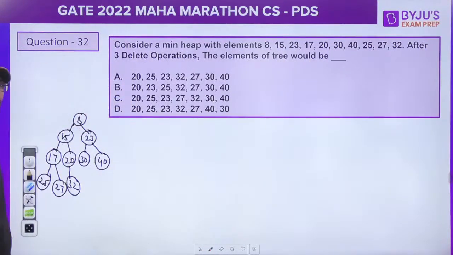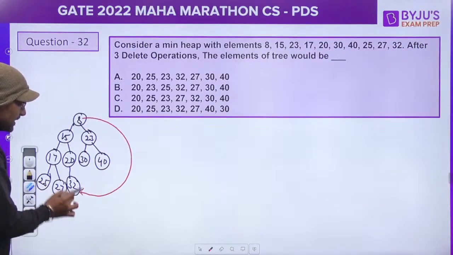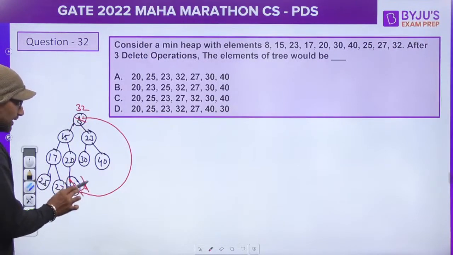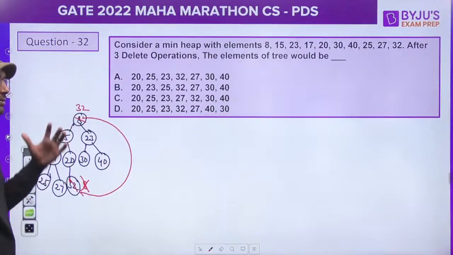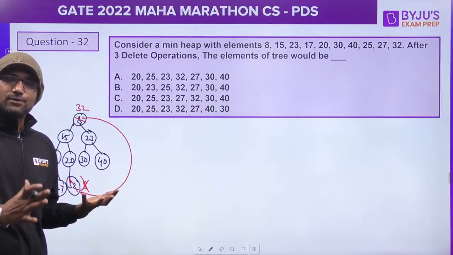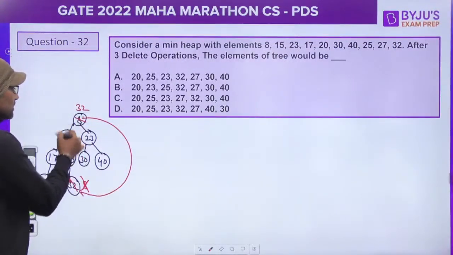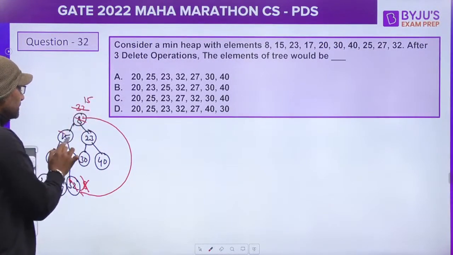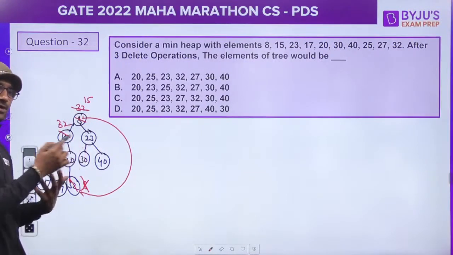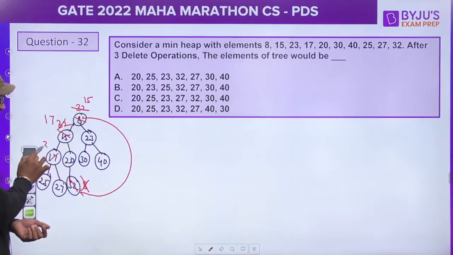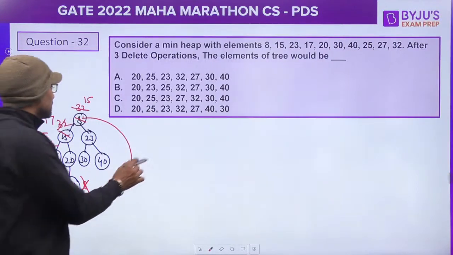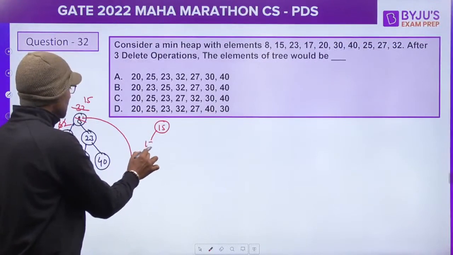So for the first delete operation, first I swap 8, the root, with the last leaf node, then I delete the leaf node directly. Now it should be a min heap after swapping. As it is not a min heap, we will heapify. In the 32's children, which is minimum? 15, so swap with 15. Now in its children, which is minimum? 17, so swap with 17. In its children, which is minimum? 25, so swap with 25.